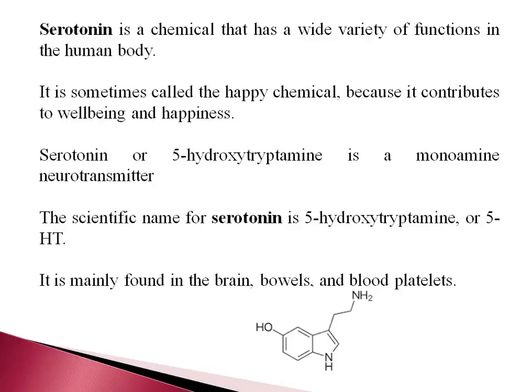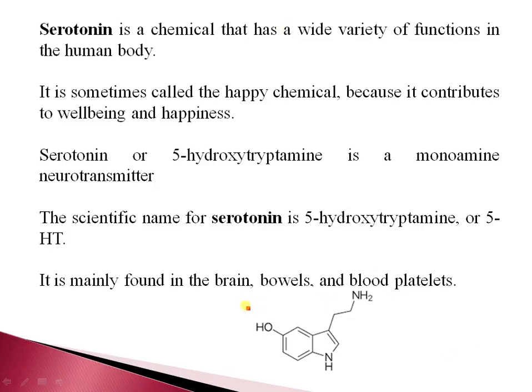Serotonin is a chemical that has a wide variety of functions in the human system. It is a neurotransmitter. Sometimes it is called the happy chemical because it contributes to well-being and happiness. Serotonin is also called 5-hydroxytryptamine. It is a monoamine neurotransmitter, found in the brain, bowels and blood platelets.